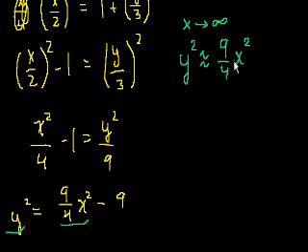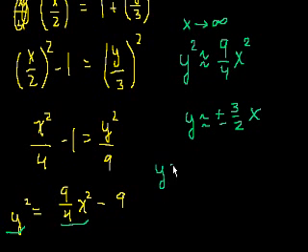Now we could take the square root of both sides of this, so you get y is approximately equal to plus or minus 3/2 x. And those are the actual asymptotes. y equals 3/2 x, and y is equal to minus 3/2 x. And that's actually choice A.